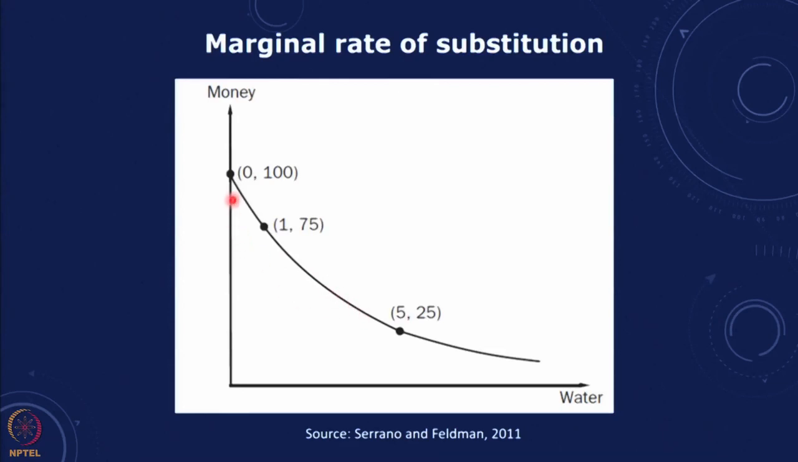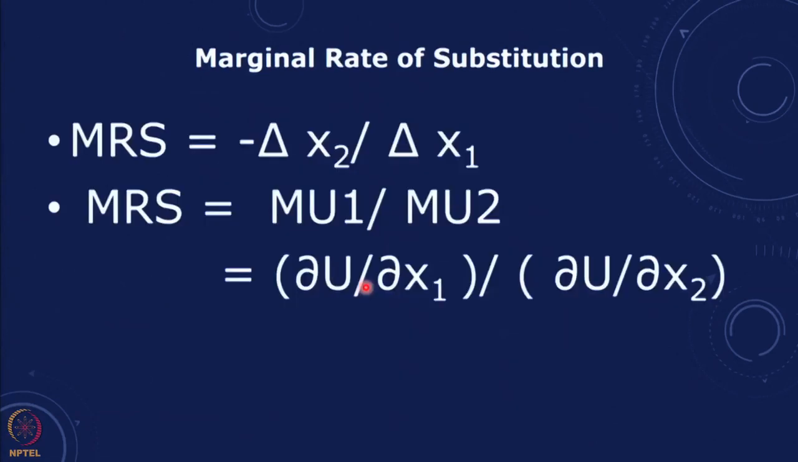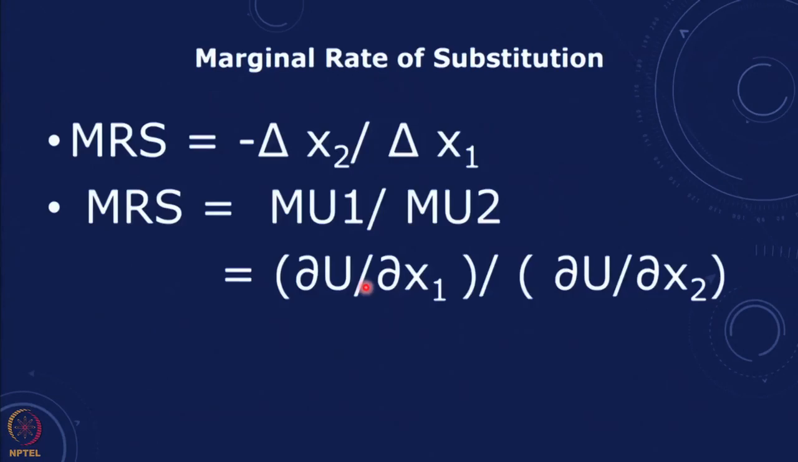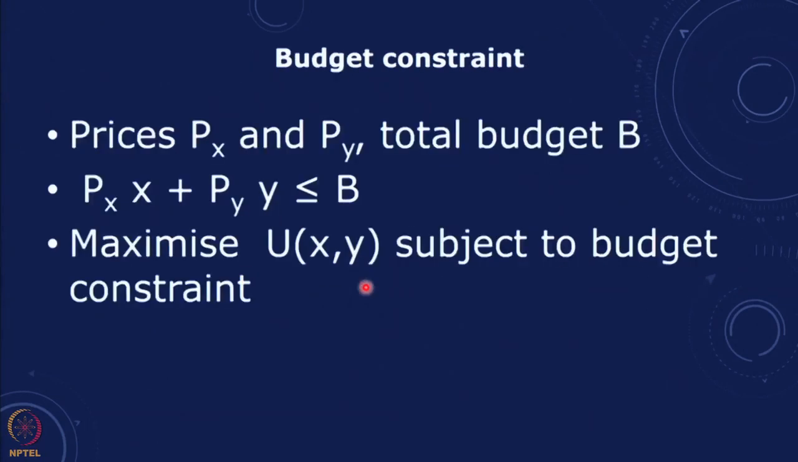So, basically what happens is, for every additional good that we have, the utility of that good diminishes. So, del u by del x actually decreases as you go ahead. And so, this is the law of diminishing marginal utility. And we can also then see what happens if we talk about two goods.